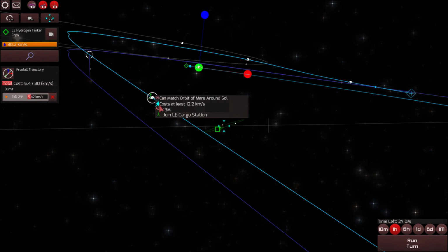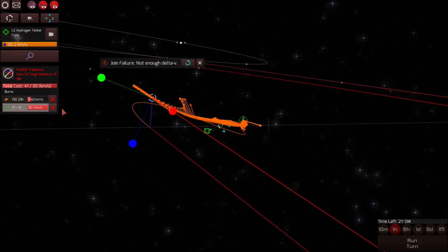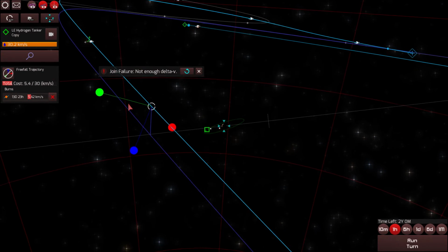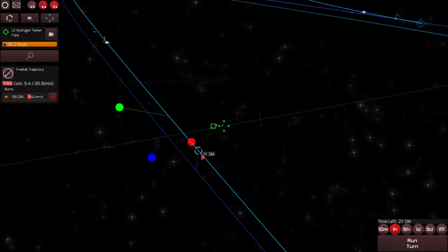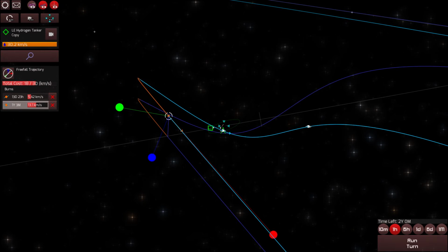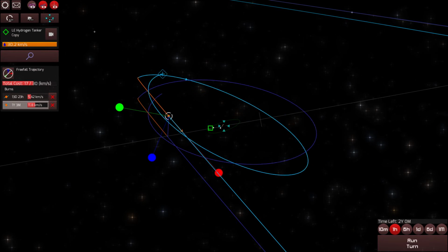Okay, I don't think that's too bad. Oh, only 35 kilometers per second of delta V. I think we'll be able to make it. We just need to try burning tangentially. Yeah, this is looking like something that we want.